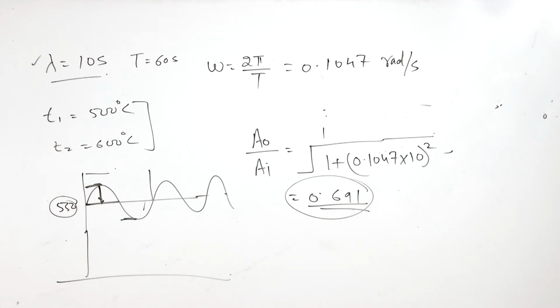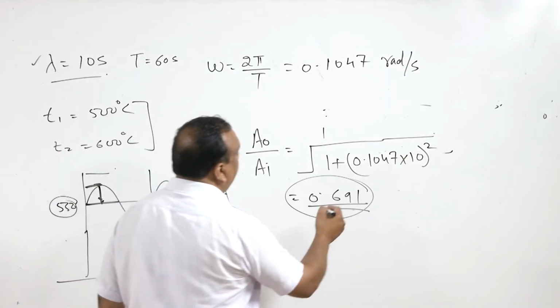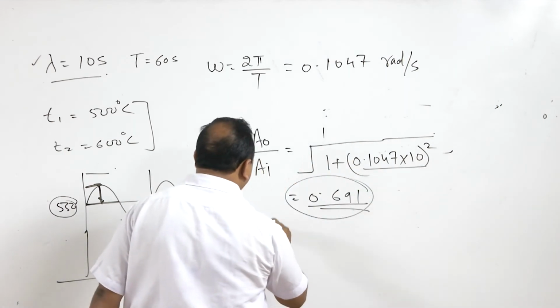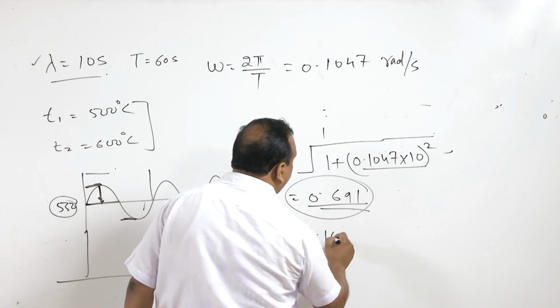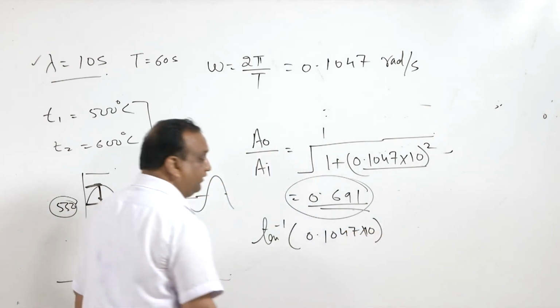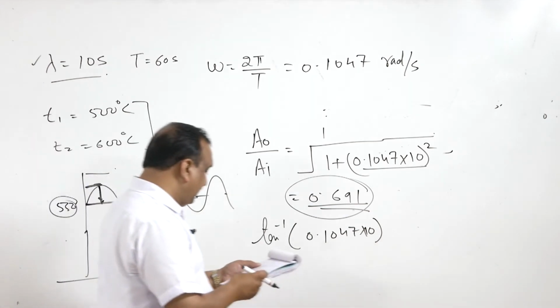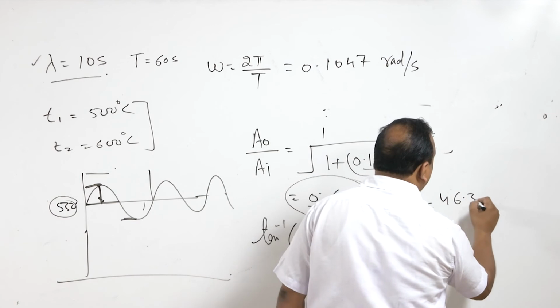And phase angle, again calculate the phase angle and the corresponding time lag between temperature signals. So phase angle, again it is tan inverse omega lambda. So tan inverse 0.1047 into 10. This is the phase lag, and the phase lag is 46.32 degrees.